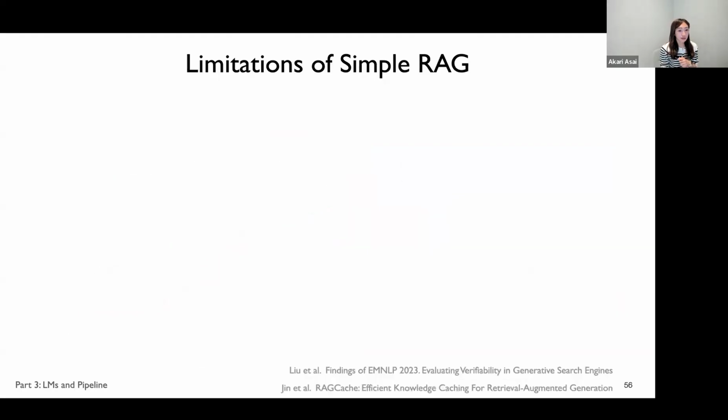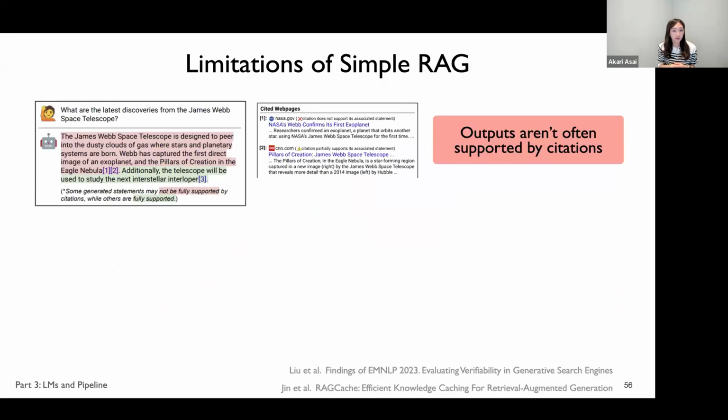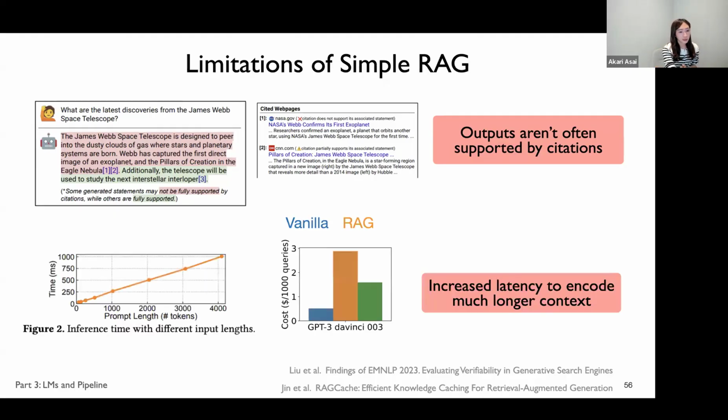Also, there are some other limitations of those simple retrieval generation scenarios. Many papers found that even when models cite some additional documents, the model answers are not fully supported by those documents. And this is an even bigger, more serious problem compared to just parametric language models, because now those model responses come with citations, and people kind of assume that those model responses are fully supported by those citations, but it's not true in many cases.